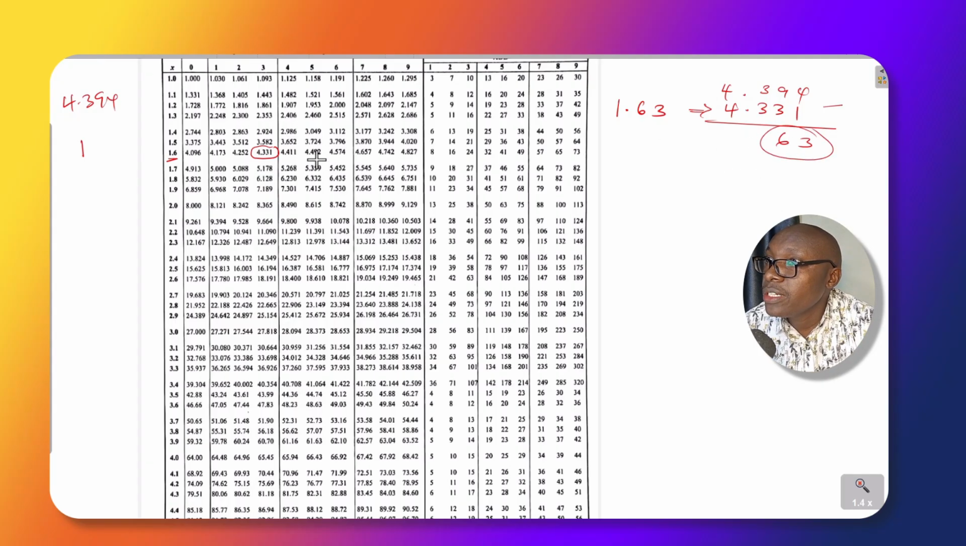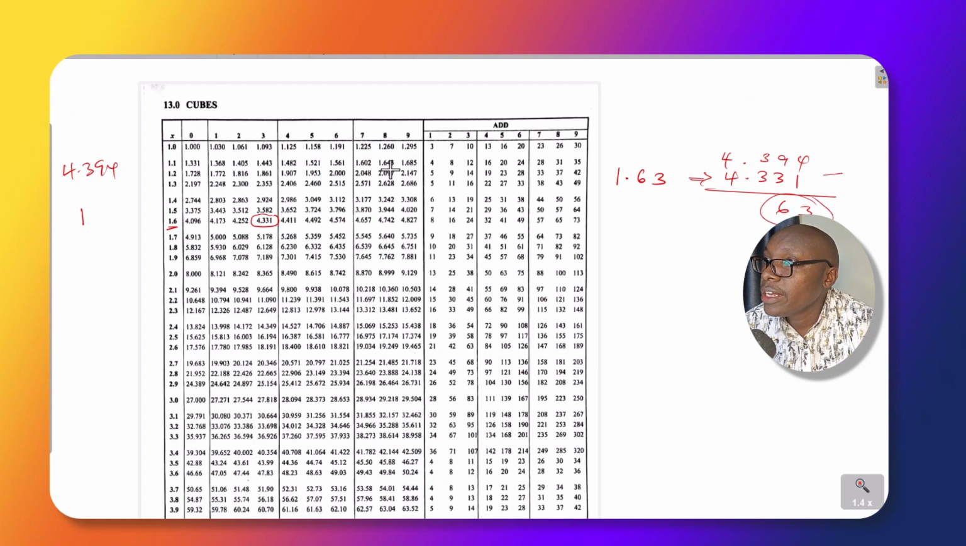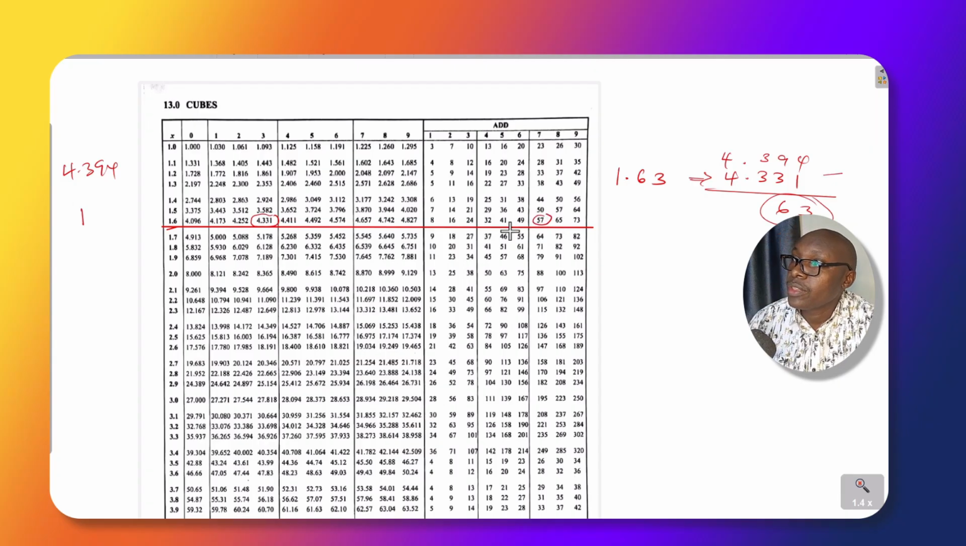So go straight again up to this column where we have add, and then look at the number that is closest to 63. You follow that line, and you see the closest is 57. That is the closest, because the next one will be 65. So that one is at 7. So you'll come and add 7 here. That is what you're going to do.